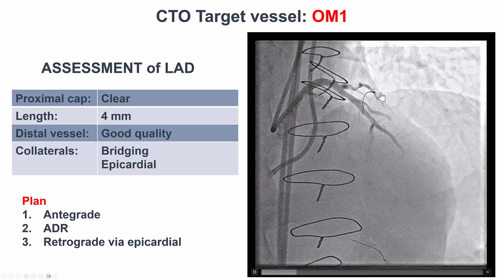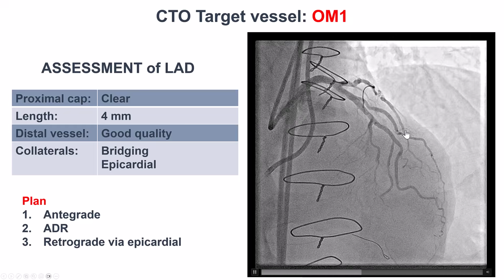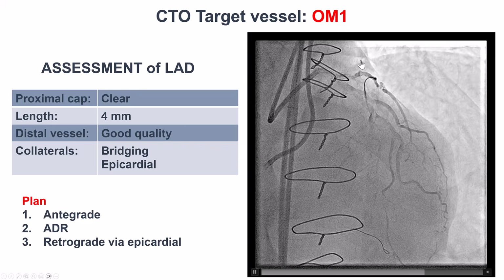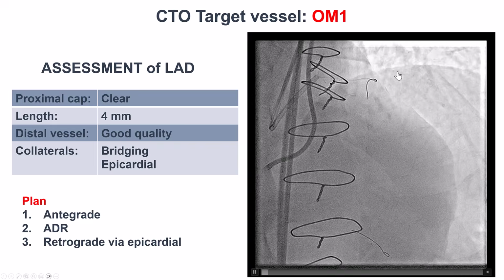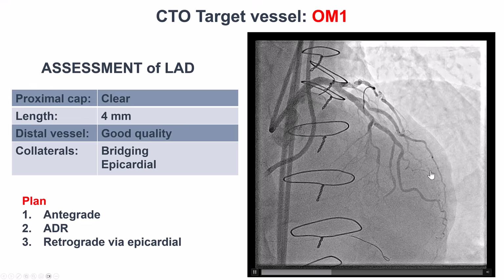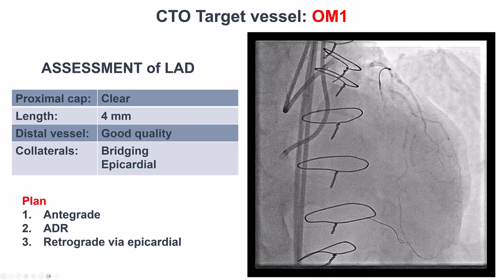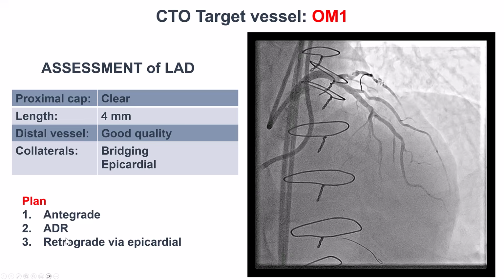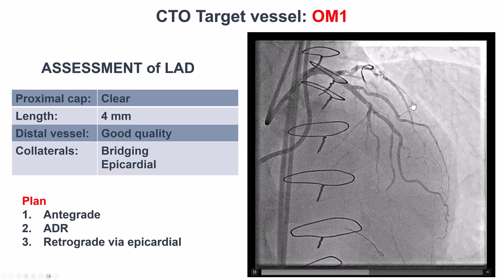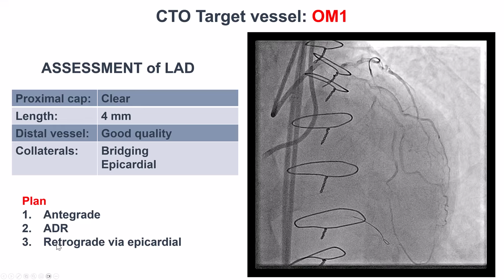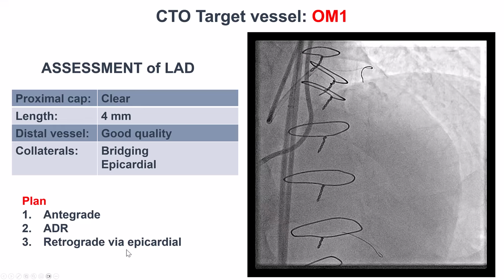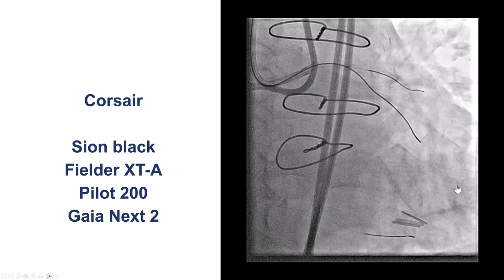The proximal cap is clear, the distal vessel is good quality, and the vessel is filling mainly antegradely through this structure, but also there are some collaterals coming ipsilateral from the left. So our plan here was to go antegrade. If that didn't work, do antegrade dissection re-entry, given the nice quality distal vessel. And if that did not work, try retrograde through the epicardial branch.